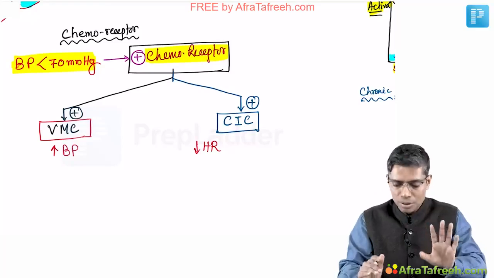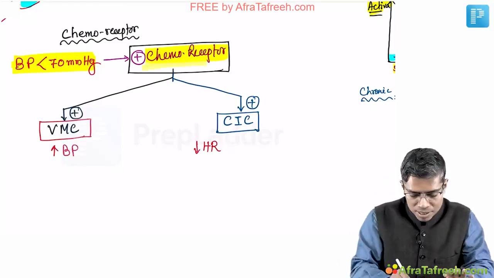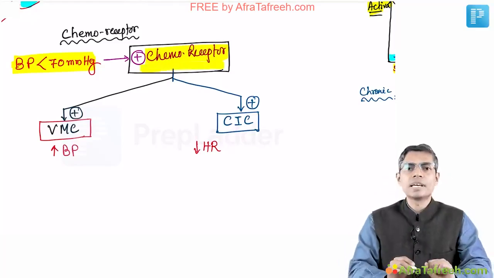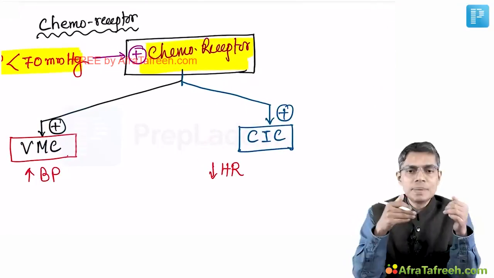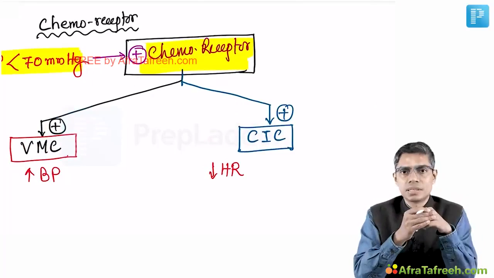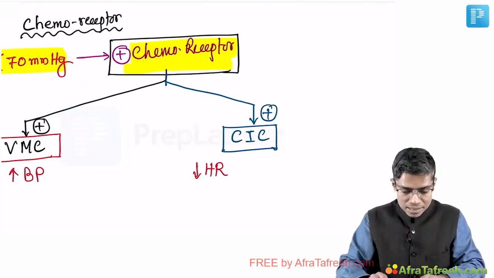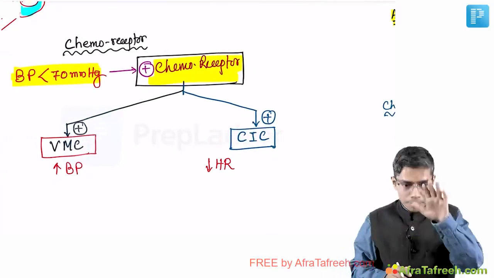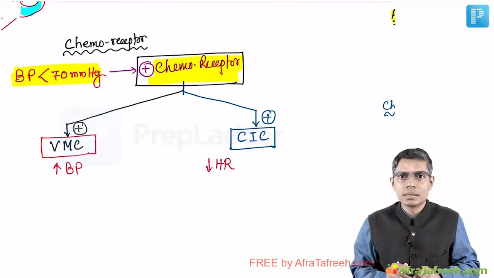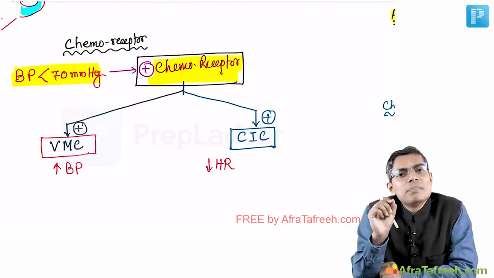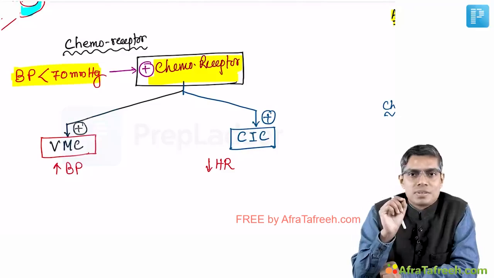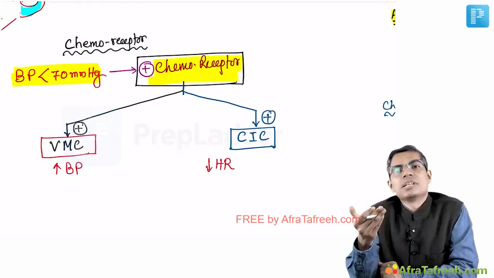But hold on, this is not complete, because if it is complete then you will be very, very confused. Why? Because just now I told you chemoreceptor is stimulated when the BP is lower than 70 millimeter of mercury. If the BP is less than 70 millimeter of mercury, do you think bradycardia is going to happen? The answer is no. So what is the other thing that you have to remember here? What is the main effect of chemoreceptor stimulation? Or I am putting the question in a different way.